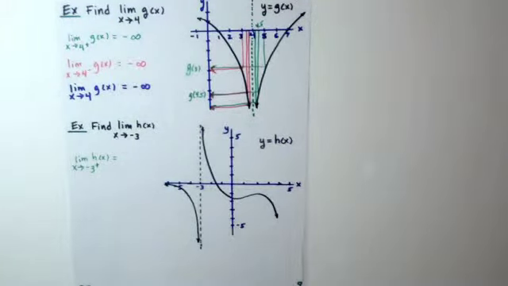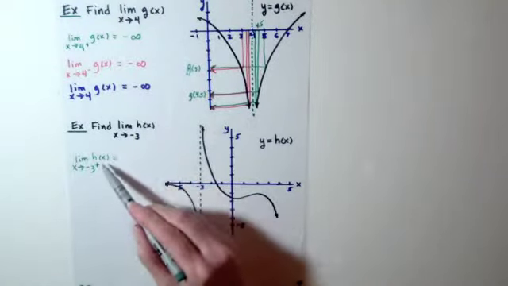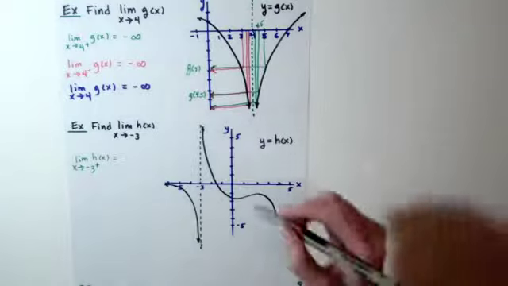If you had trouble with this particular one, you might want to now stop the video again and look at each of these limits separately, the limit from the right and the limit from the left, and consider them separately. But let's go ahead and do this together now.